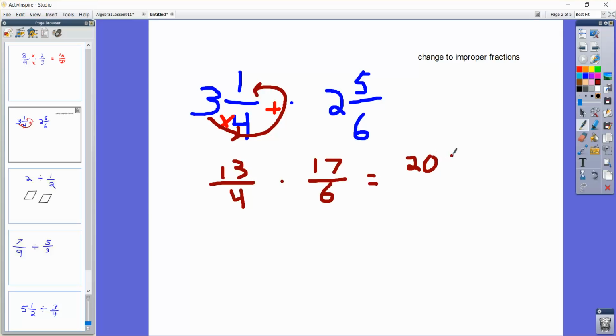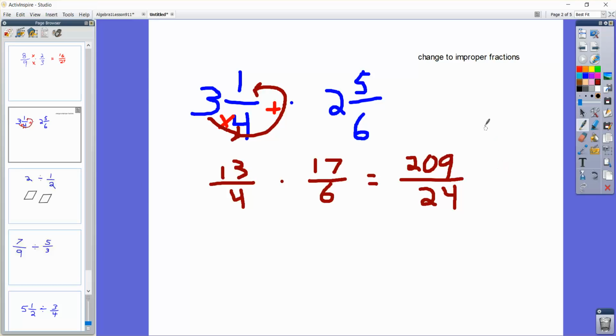209, because it's 10 times 13, which is 130. And then 7 times 13, which is 79. And 209, sorry, okay. So 209 over, and then 4 times 6, excuse me, that's 24. Now, if I wanted to make this back into a mixed number, I would want to divide 209 by 24.